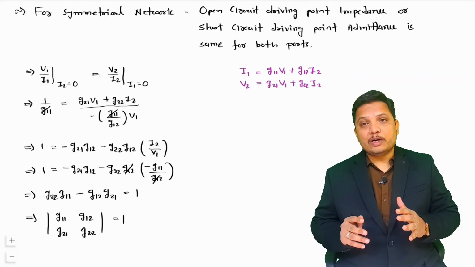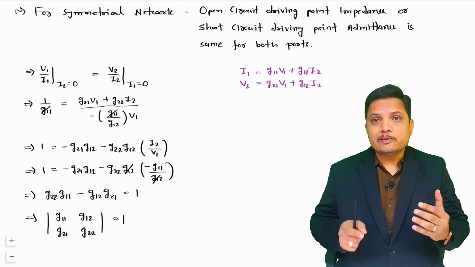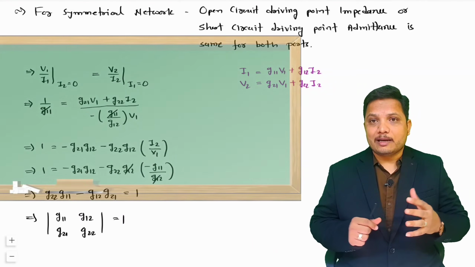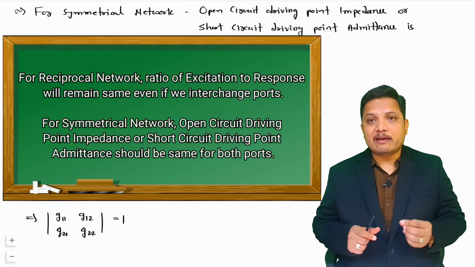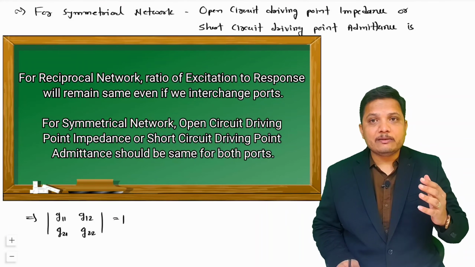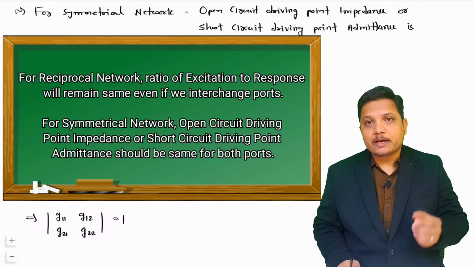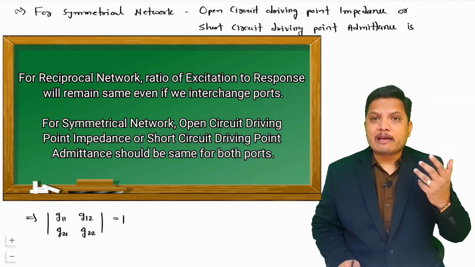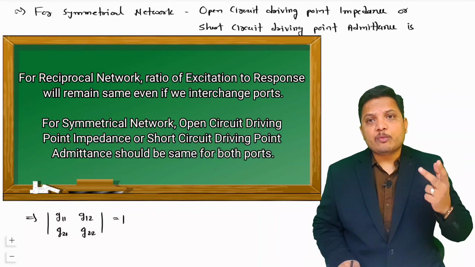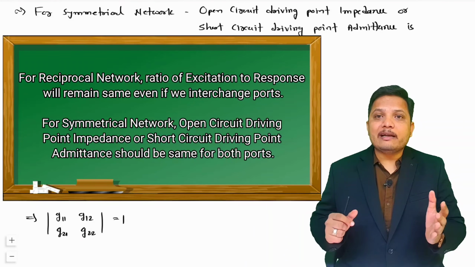I hope my dear students you have understood this, how to apply rules with symmetrical and reciprocal networks, right? So for that you should know the basic definitions. For a reciprocal network, the ratio of excitation to response will remain the same even if you interchange ports, and for a symmetrical network, the driving point impedance or driving point admittance will be the same for both of the ports. That is how we can apply these rules and identify conditions.